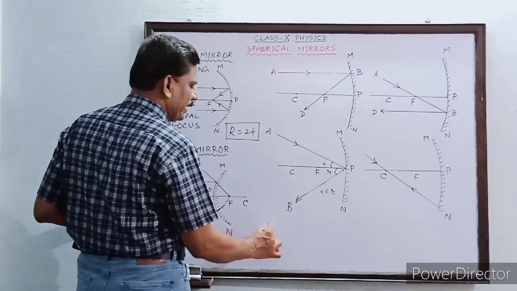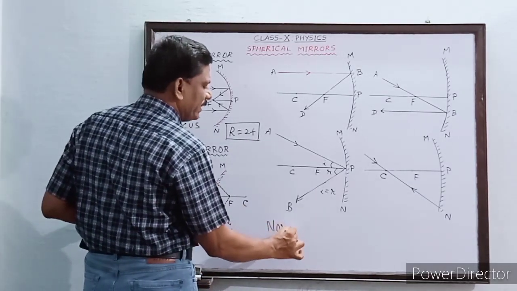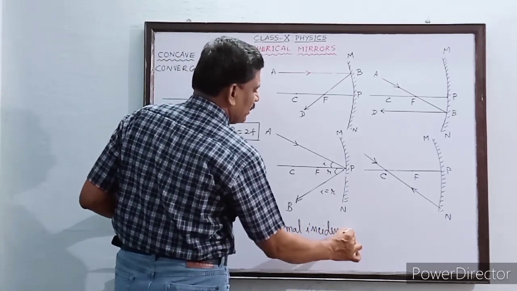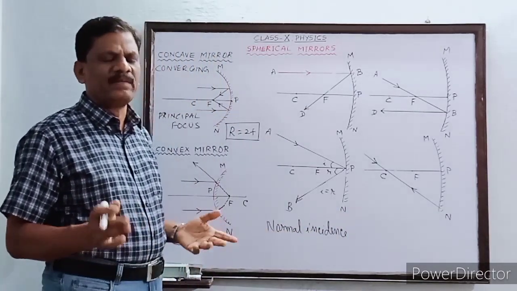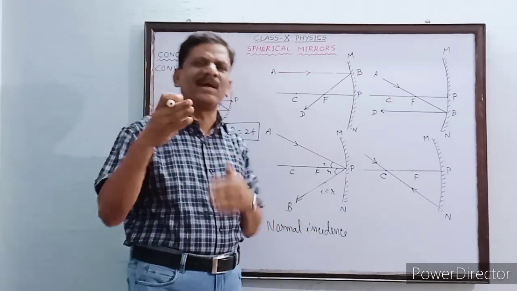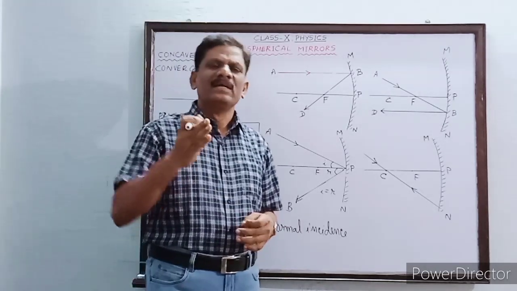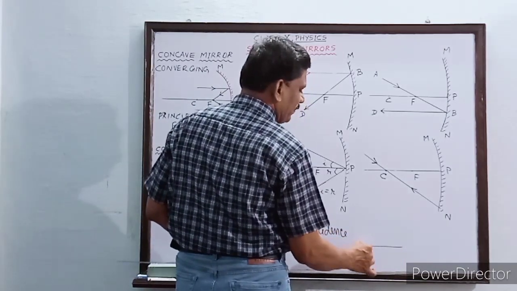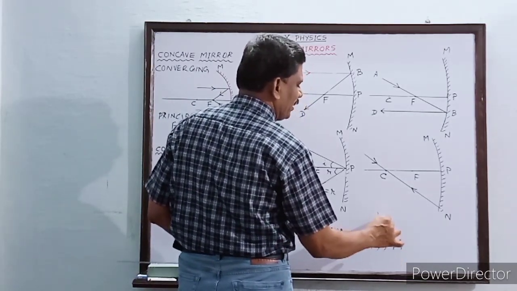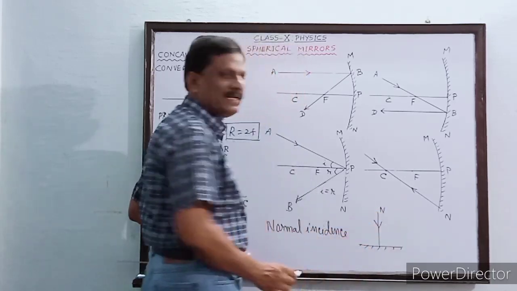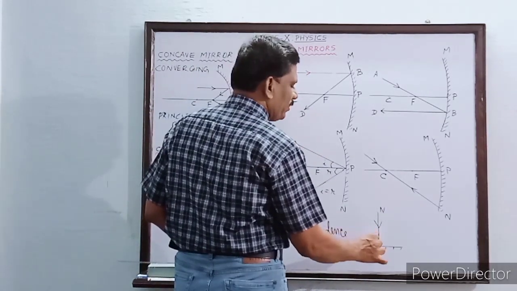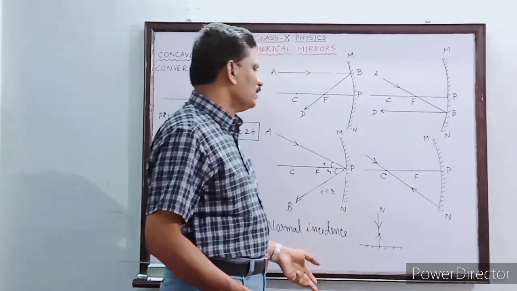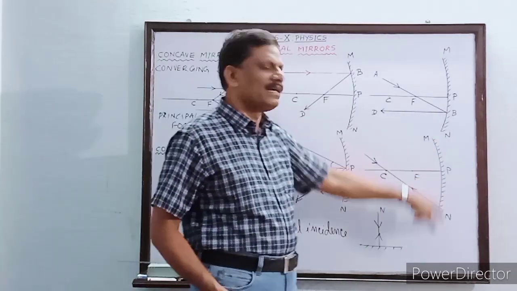Okay, then one more point I will say, that is called normal incidence. What do you mean by normal incidence? Whether it is a plane mirror or concave mirror or convex mirror, when light is incident normally, it means the incident ray travels along the normal. Understand? That means if you take a plane reflecting surface, and there is a normal, and the incident ray travels through the normal, then it will be reflected along the same path. This only is called a normal incidence. So this is what happens in the fourth case, in the case of a concave mirror.